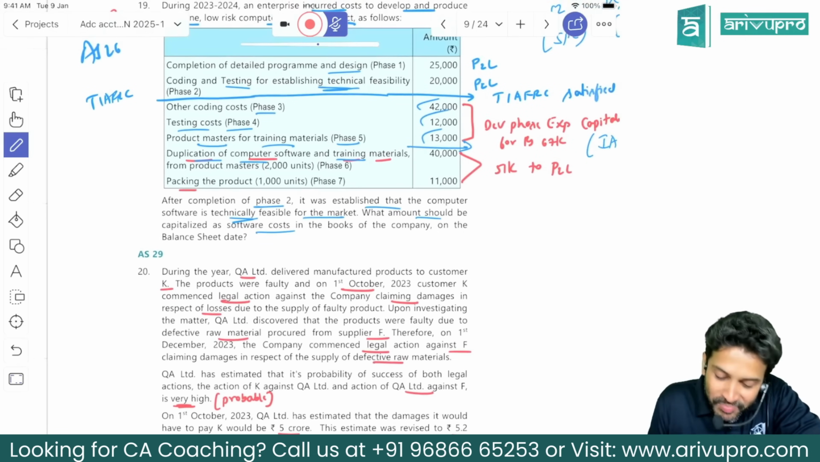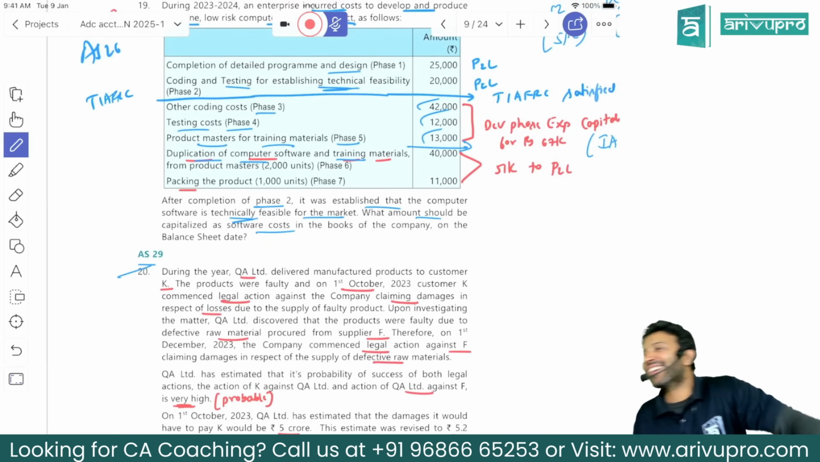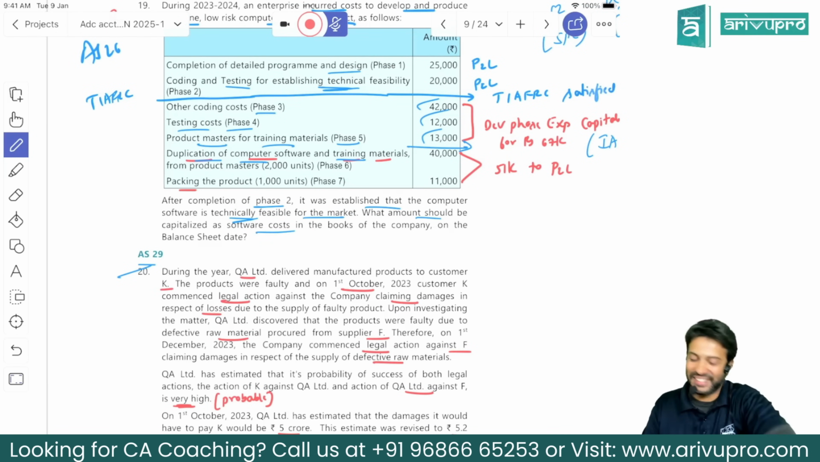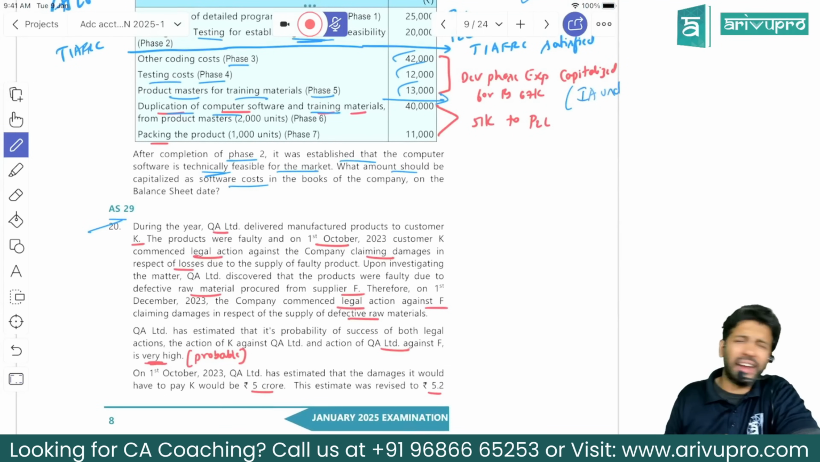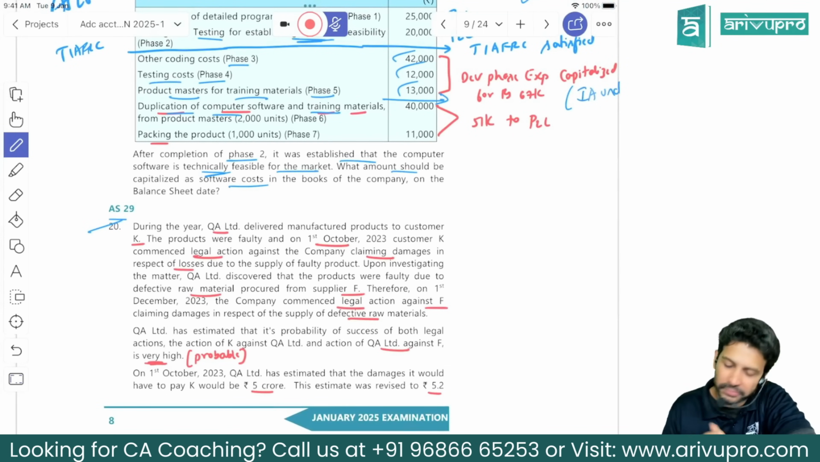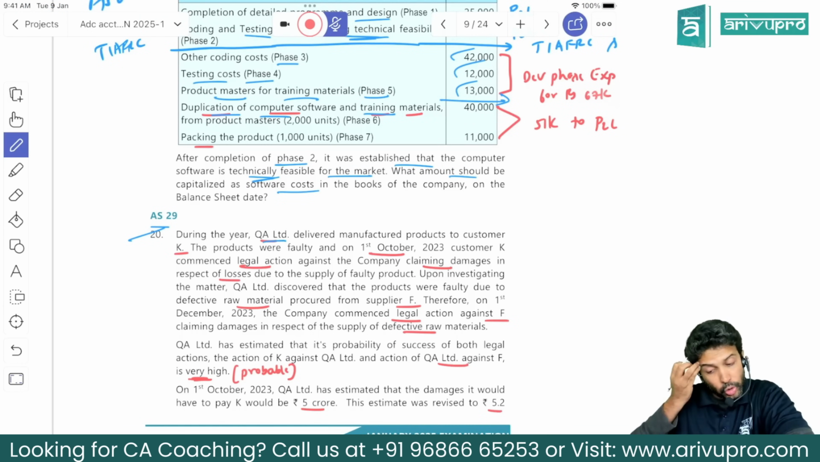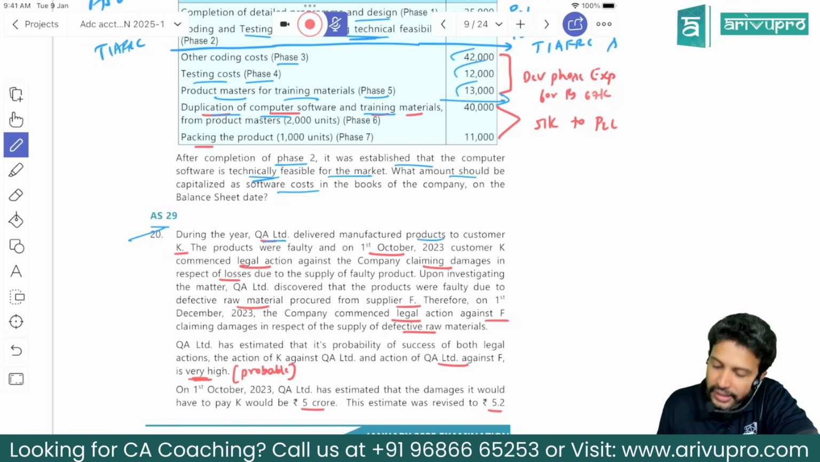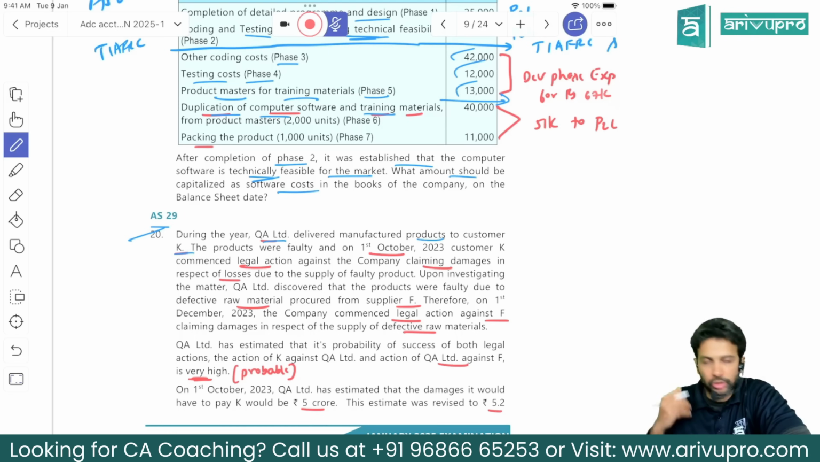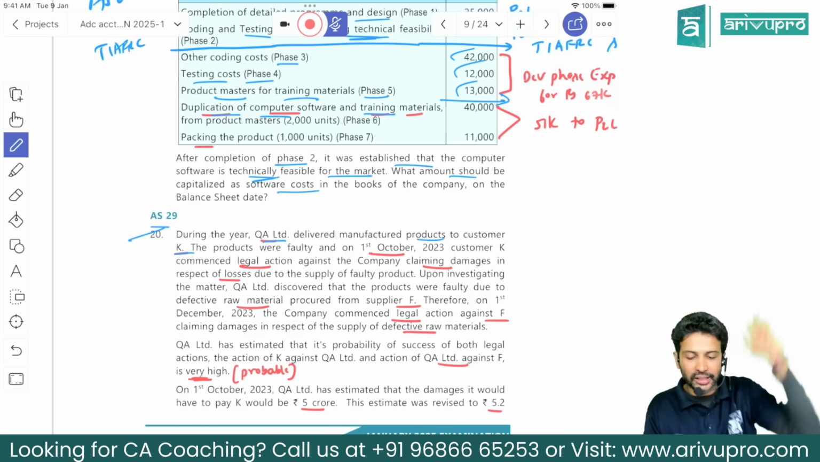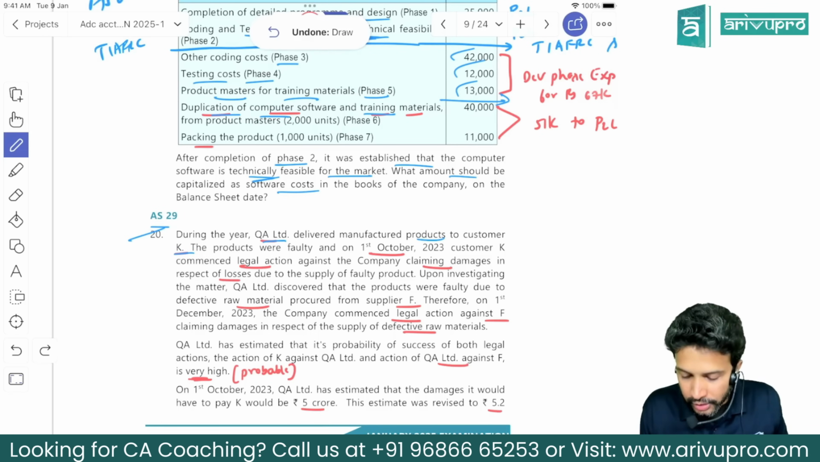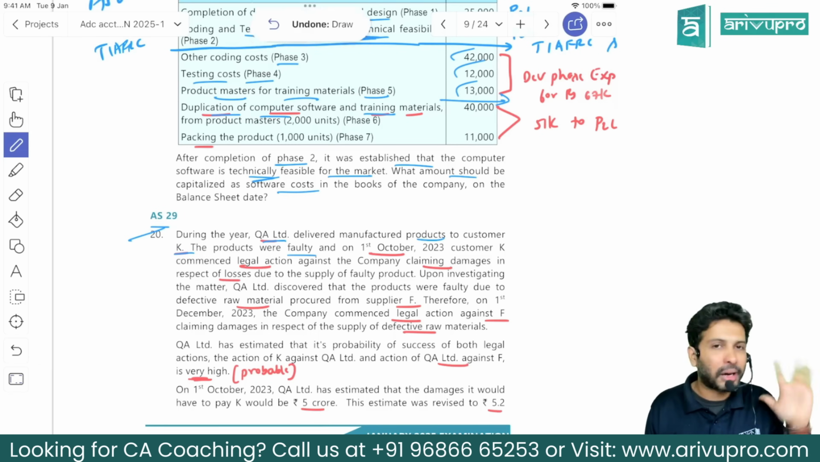Alright. AS 29 question number 20, we shall take up the last question. They have given one big question, but the concept is very, very simple. So let's see what we can learn from this particular question. During the year, QA Limited delivered manufactured products to customer K. So we manufactured one product and gave it to one customer called K. The products were faulty.